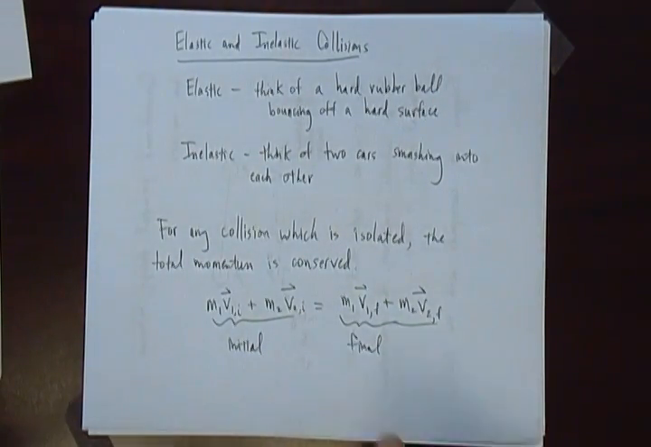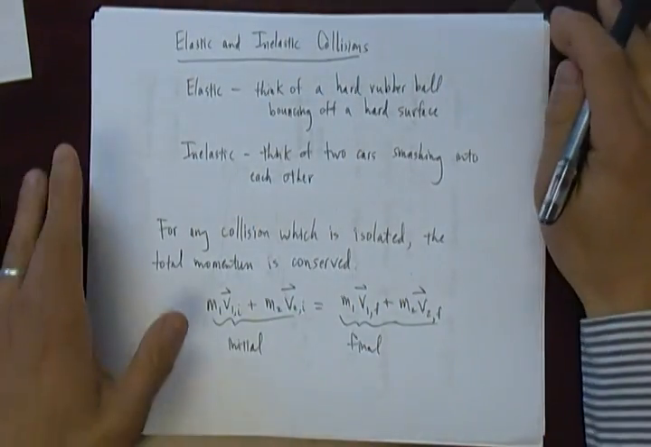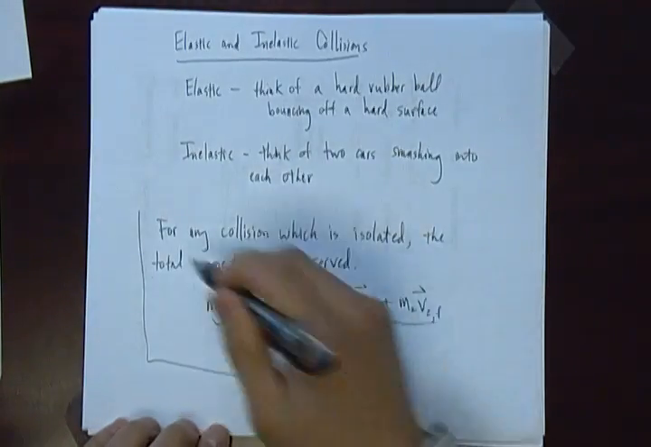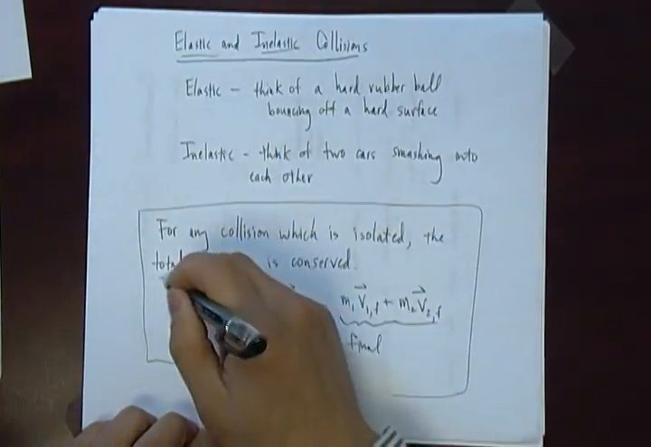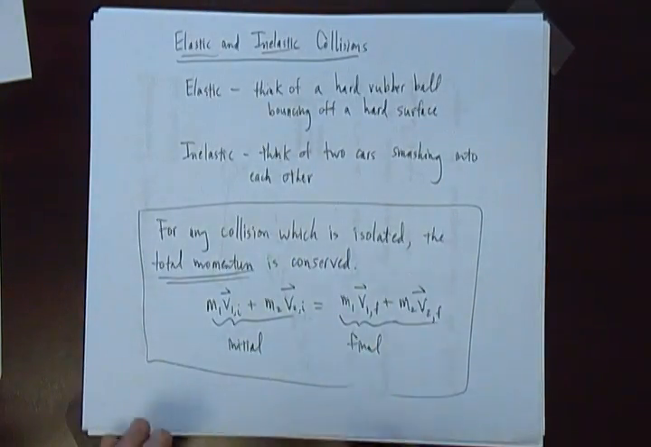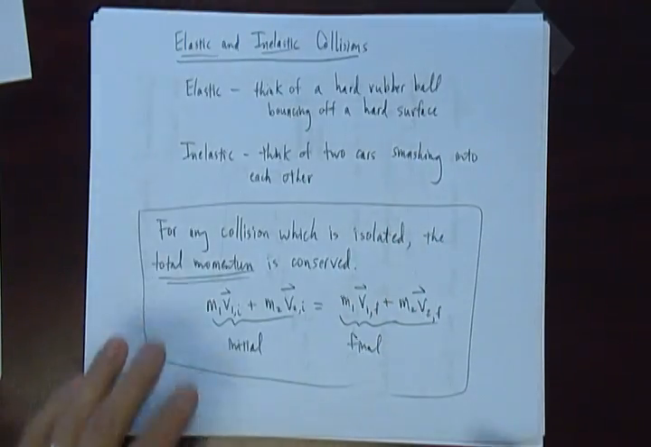All right. Now, the important thing to say for collisions: when you get a test problem and you have some collision, this is always true. No matter what kind of collision, either elastic or inelastic, your total momentum is conserved if it's isolated. So if I'm talking about strategies on a test problem, you start with this, momentum conservation.